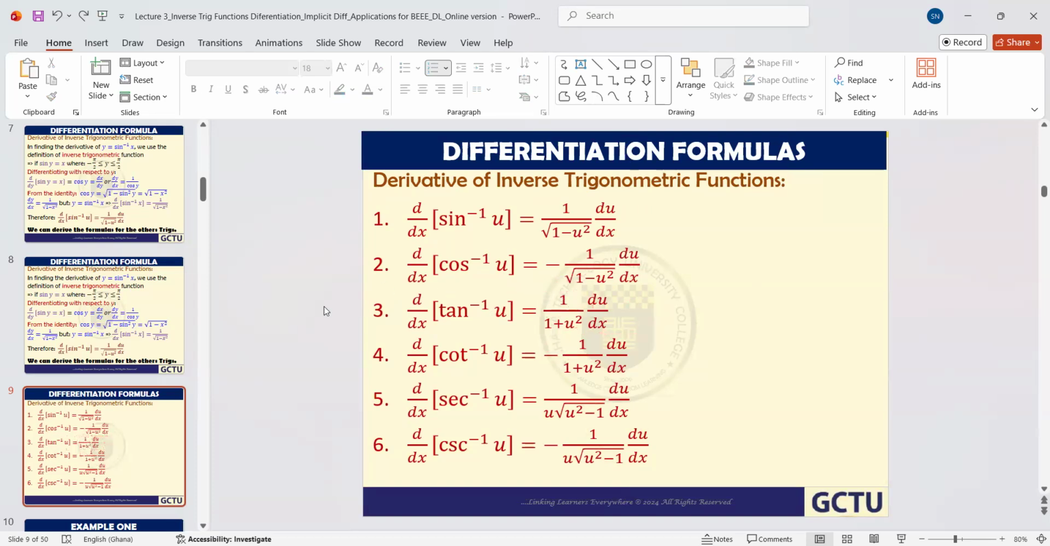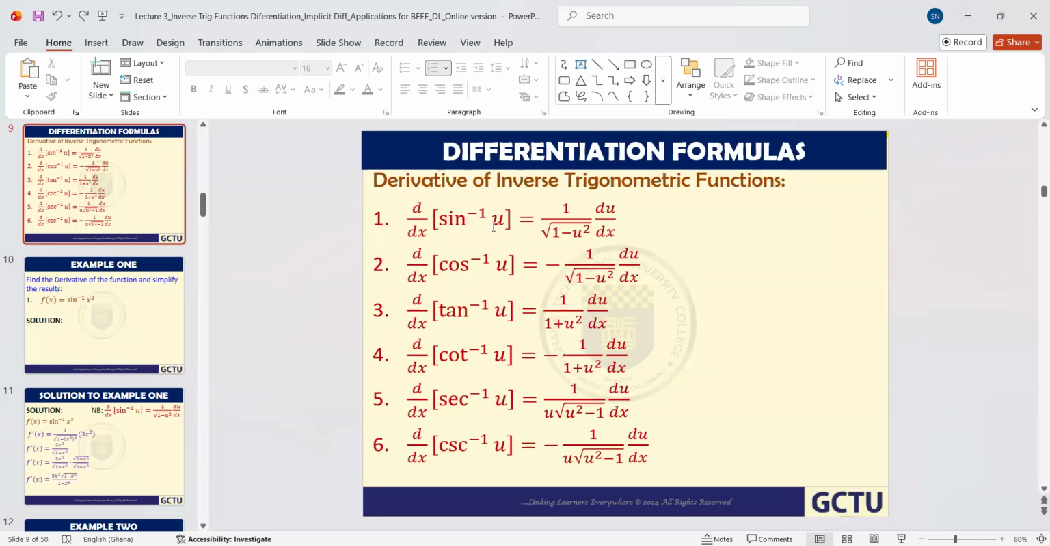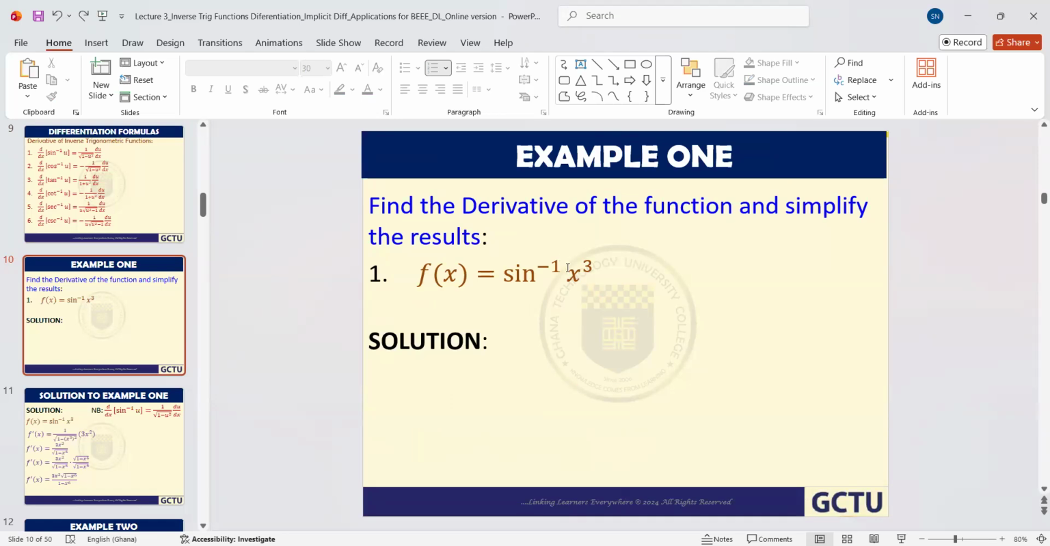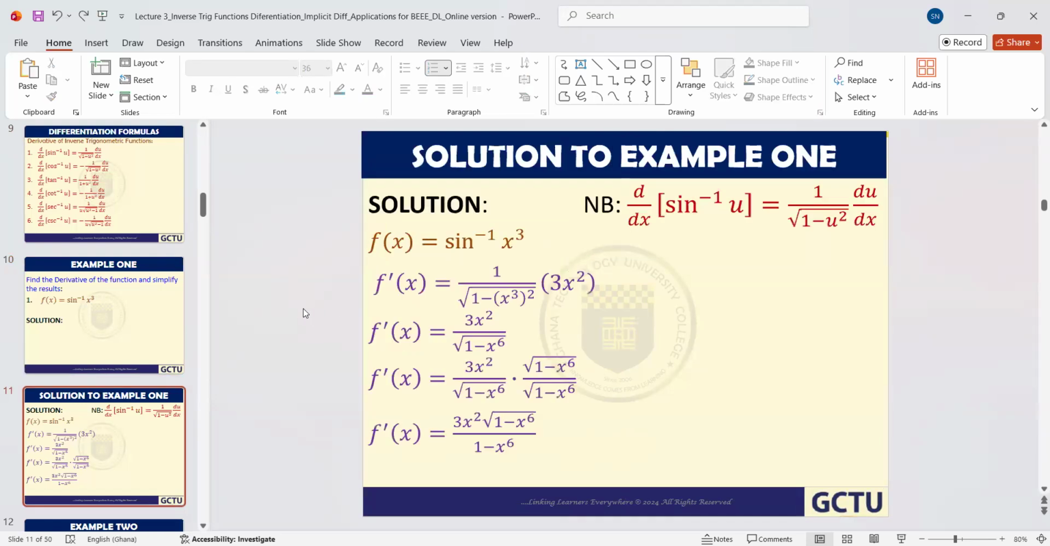If you're able to do that, then I'm sure when you see a question or you go through the worksheet, you'll be able to handle it. So let's start with a very simple one. Please remember, we are dealing with inverse trig functions. So here, if you're comparing with the formula, the u function here is supposed to be x to the power 3. So we want to differentiate sine inverse of x to the power 3. Okay, so let's go through it step by step. I've done this one, the rest we'll do together.